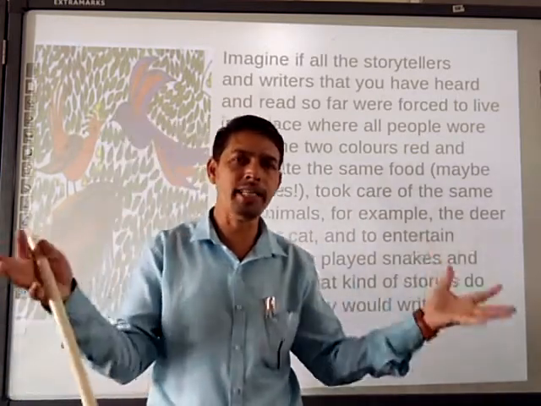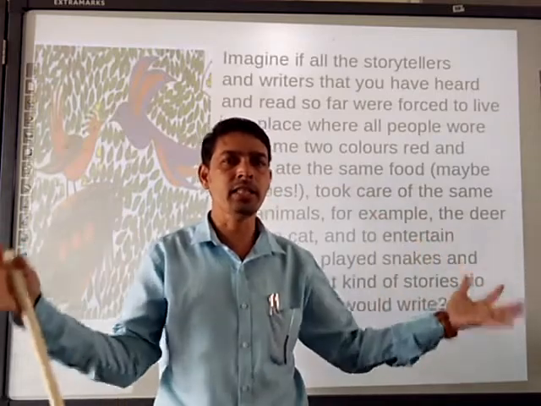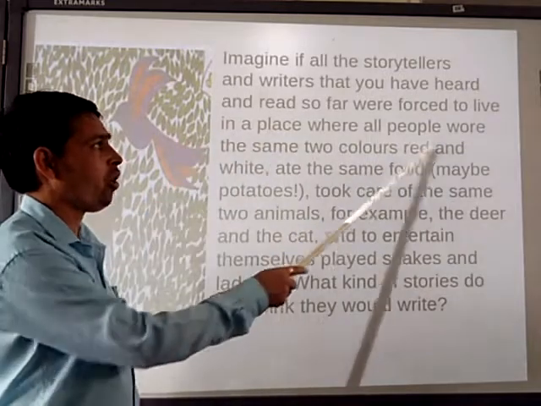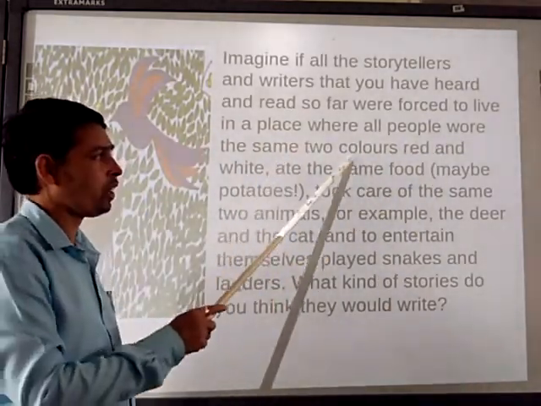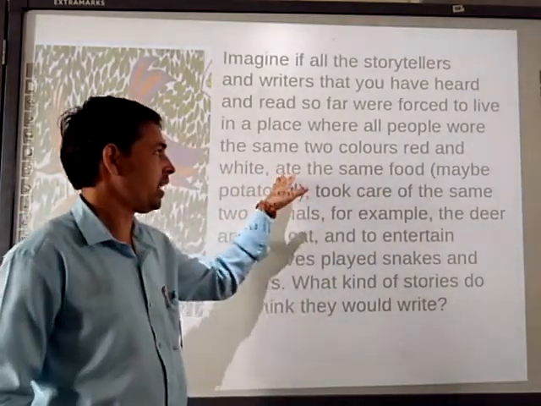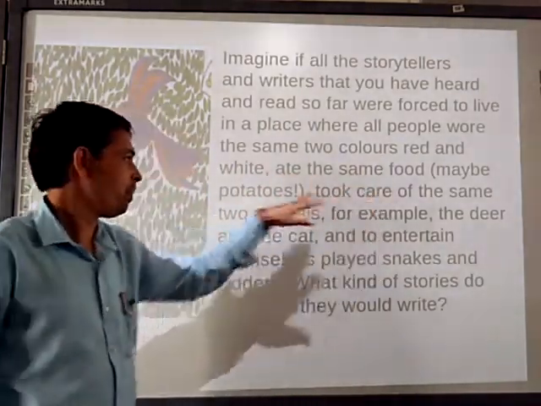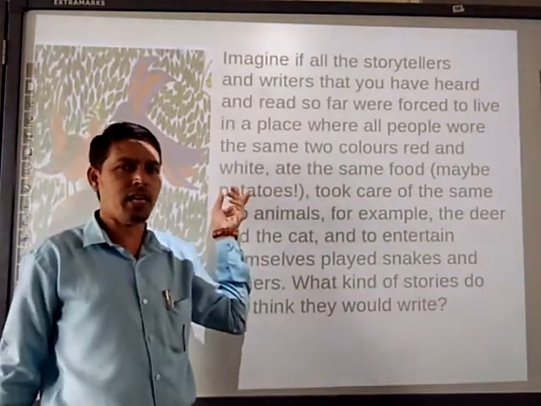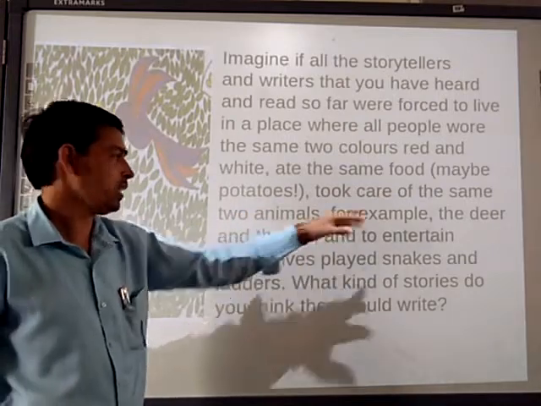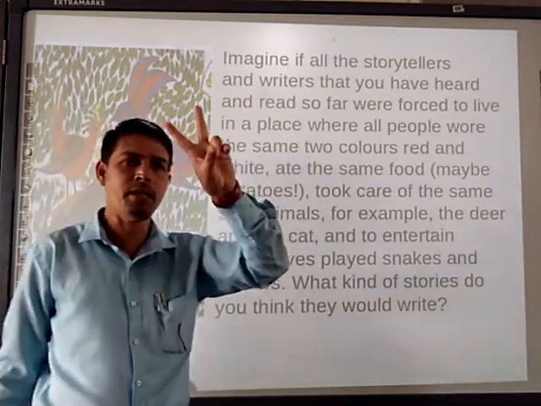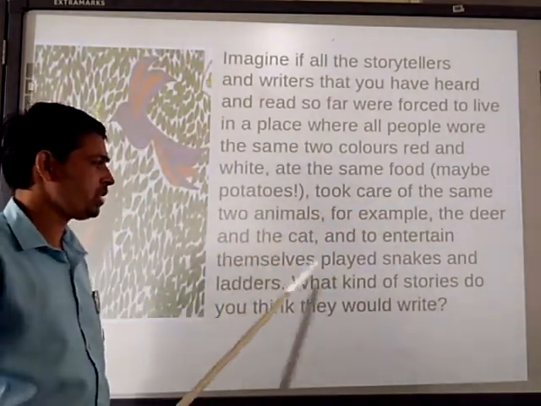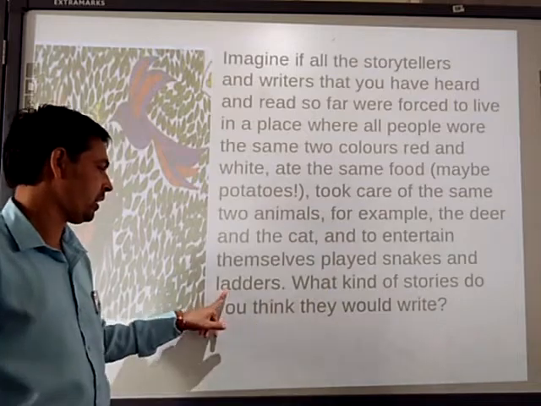So like that, all the writers, those who are writing anything, will be forced to live together at a place. All the people wear the same dress of two colors, red and white, only two colors. They have to eat the same food, maybe only potatoes. They take care of the same two animals, for example the deer and the cat, only two animals. And to entertain themselves, they play snakes and ladders.